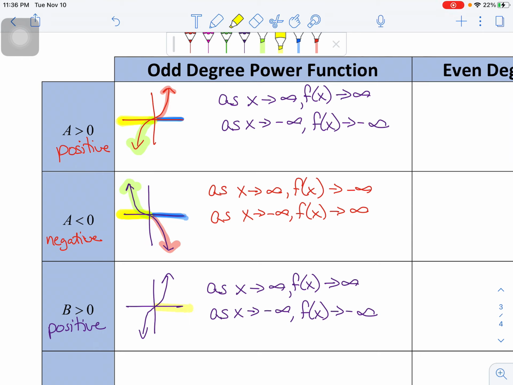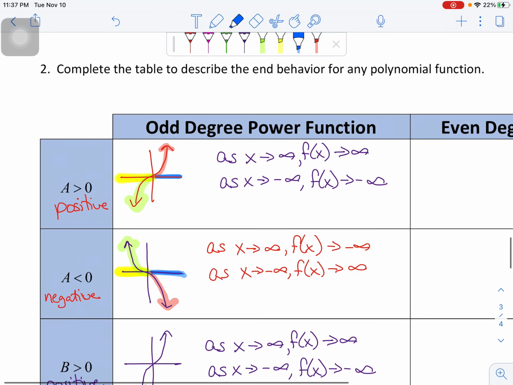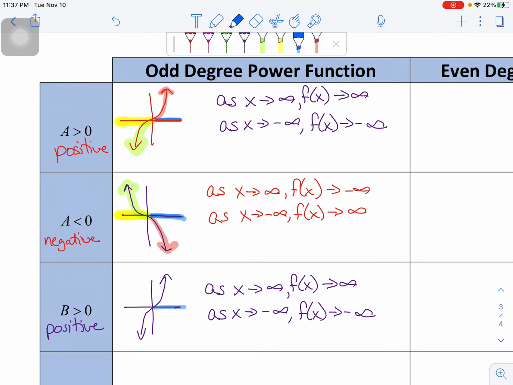As we start from the origin, we move towards infinity, that would be to the right. Our curve from the origin moving to the right, the function is increasing to infinity here. And then if I look to the left, from the origin to the left, the curve is dropping to negative infinity. So that's what happens if b is positive.